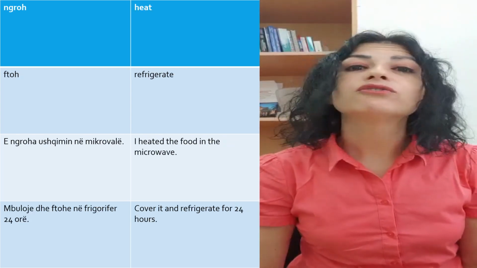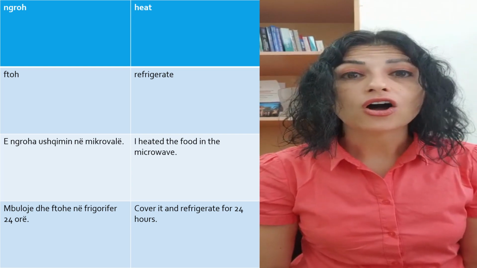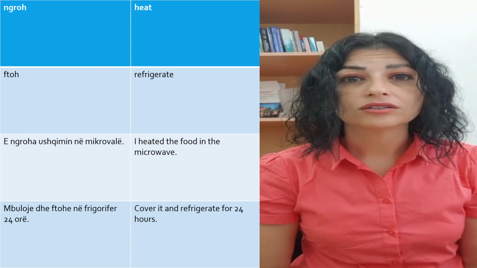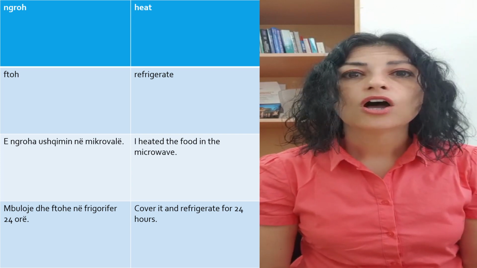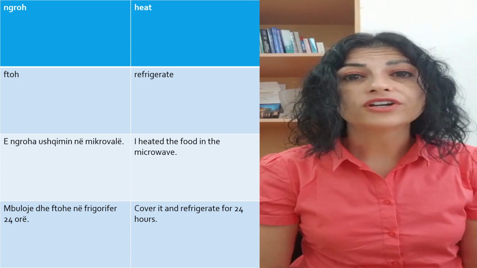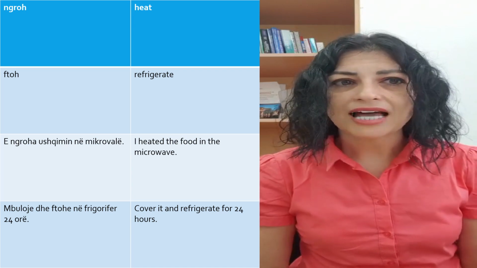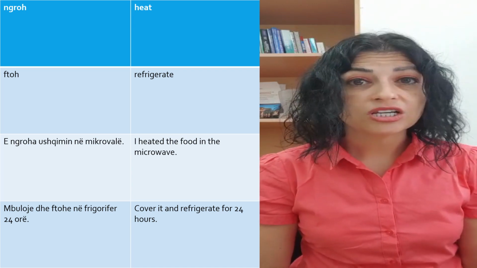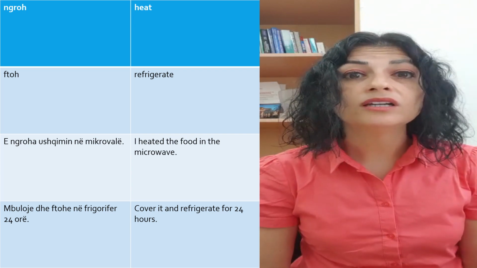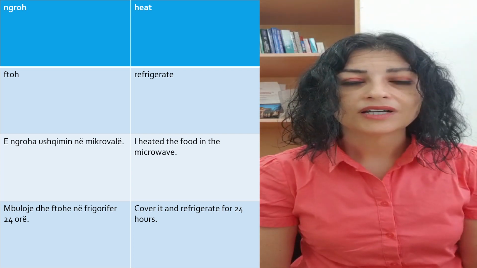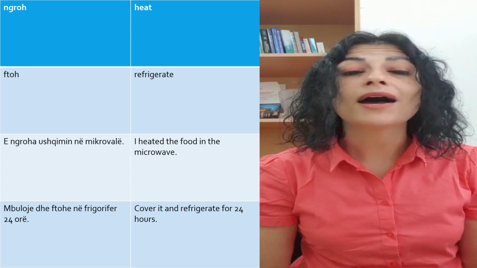So here we have two more verbs. Ngroh, to heat. Ftoh, to refrigerate. For example, e ngroha ushqimin në mikrovalë. I heated the food in the microwave.